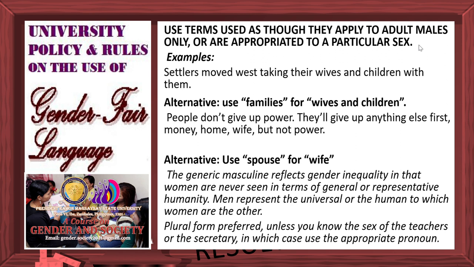The generic masculine reflects gender inequality in that women are never seen in terms of general or representative humanity. Men represent the universal or the human race, to which women are the other. Plural form is preferred unless you know the sex of the teachers or secretary, in which case use the appropriate pronoun.